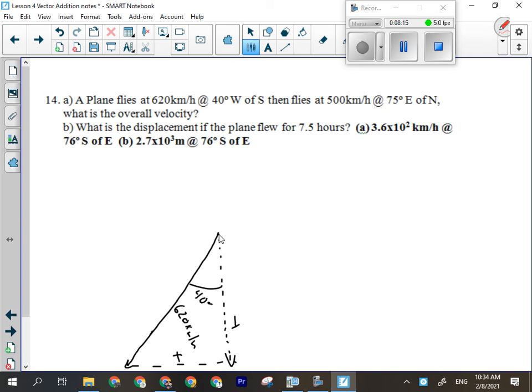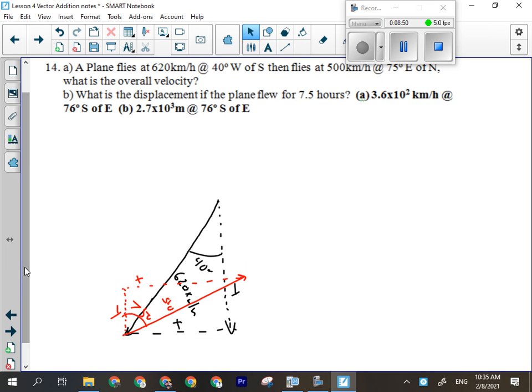And then we're going to have 75 degrees east of north for our other one. So here's my reference line that's north, and it's 75 degrees east of north. So it's like that. Something like that, I think. So I'll have a line going there. This will be our y, this will be our x. That's 500, and this angle here is 75 degrees. So it's another one of those busy diagrams.